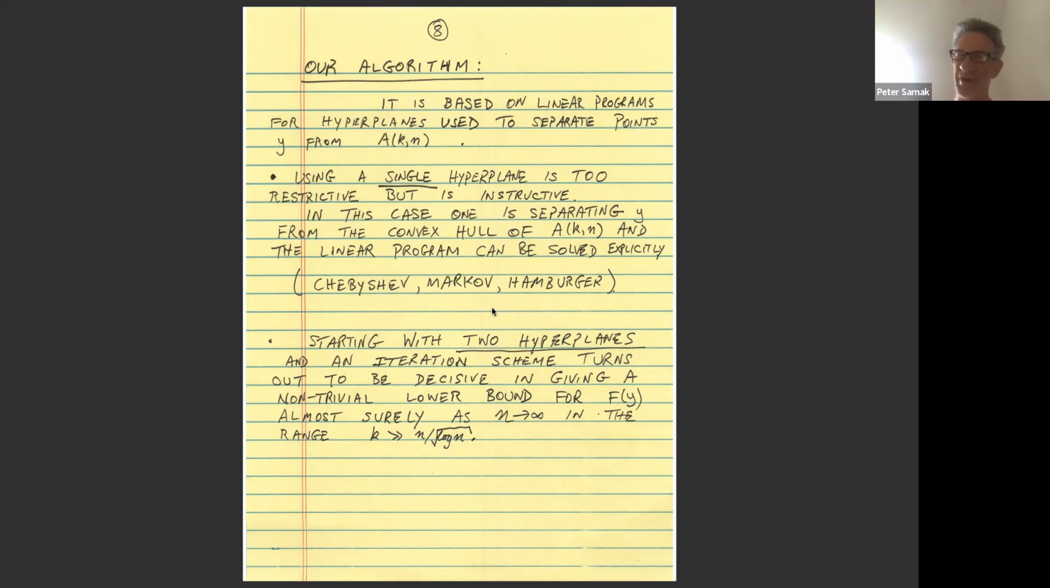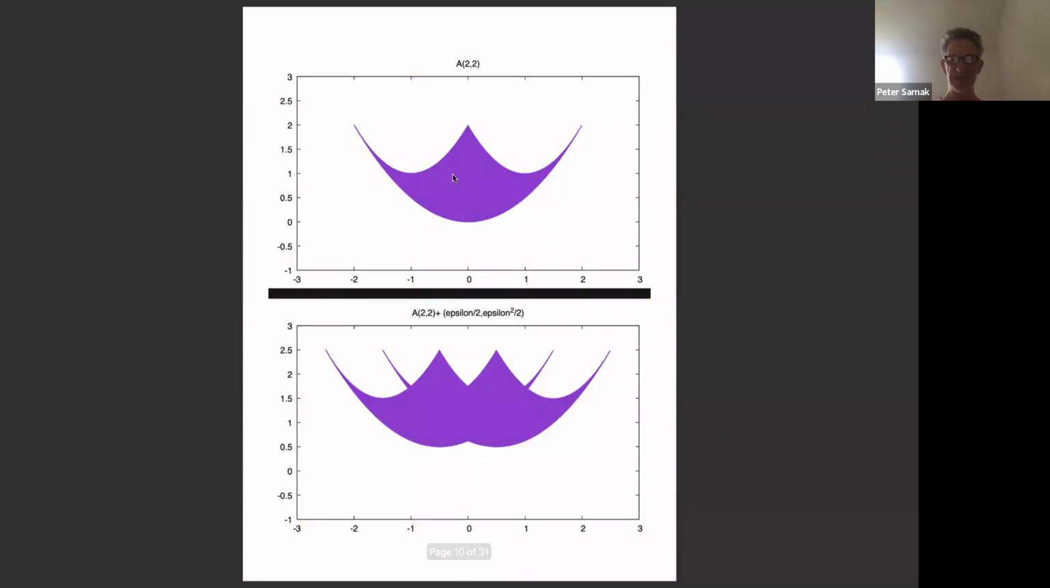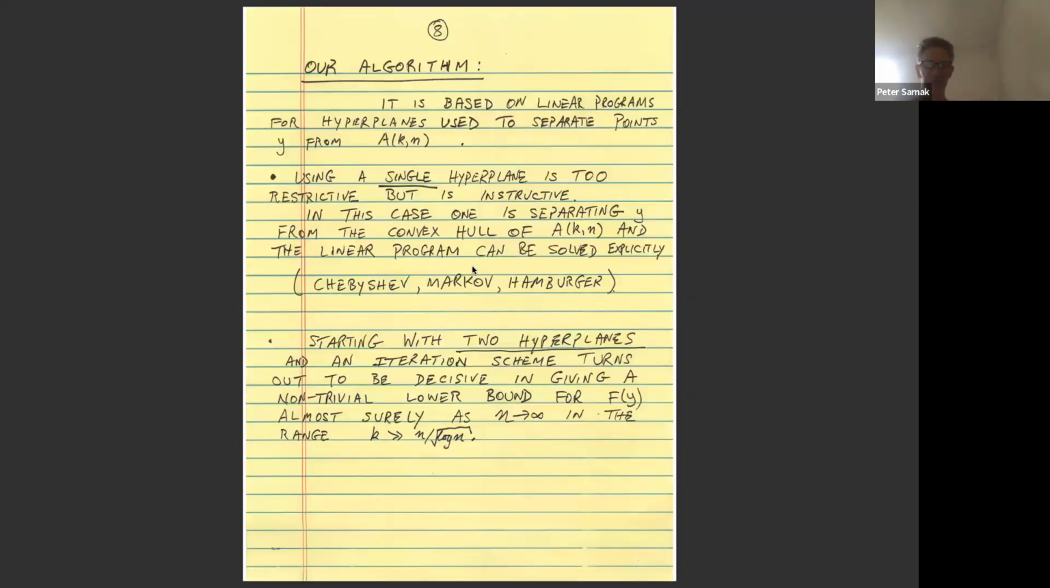If you want to separate the set AKN, a point, to show you're not in that set with a separating hyperplane, then of course you're separating that point from the convex hull of that set. The convex hull of the set is much easier to describe. It's going to be just this parabola with those points all filled in, and even the much more complicated ones. And that has a very beautiful description by Chebyshev.